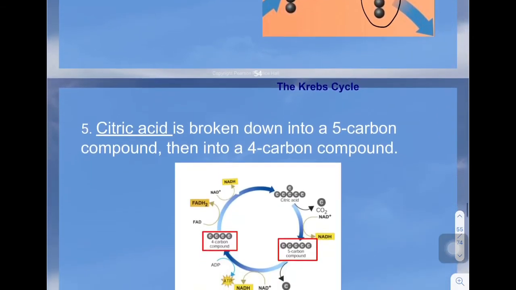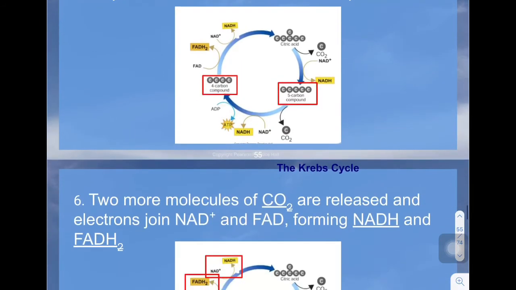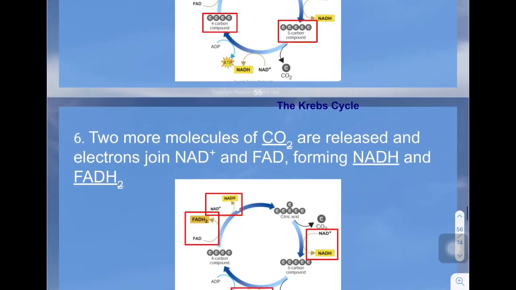Number 5, that citric acid is now going to be broken down into a 5-carbon compound and then into a 4-carbon compound. So carbon is constantly being taken away from these molecules, and in doing so, it's charging up our energy carriers. But it's also making that carbon molecule smaller as it goes around the cycle. 2 more molecules of carbon dioxide are released in this process. Carbon's got to go somewhere, and it joins up with the oxygen and is released from the cell.